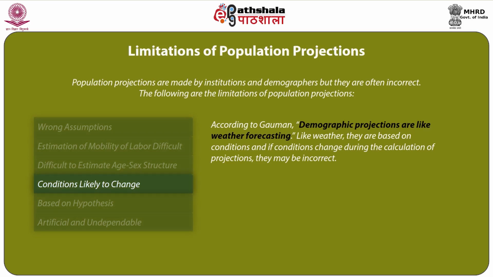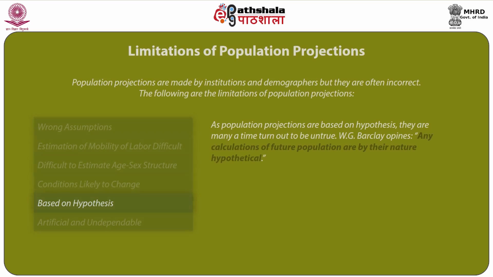Number 4, conditions likely to change. According to Gorman, I quote, "Demographic projections are like weather forecasting. Like weather, they are based on conditions, and if conditions change during the calculation of projections, they may be incorrect." Number 5, based on hypothesis. As population projections are based on hypothesis, many a time they turn out to be untrue. W.G. Barclay opines, quote, "Any calculations of future populations are by their nature hypothetical."